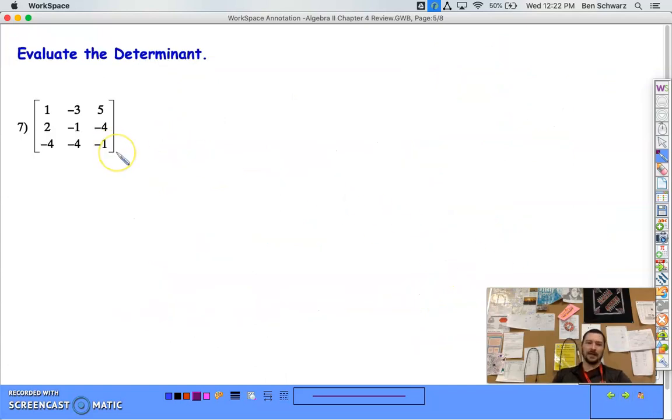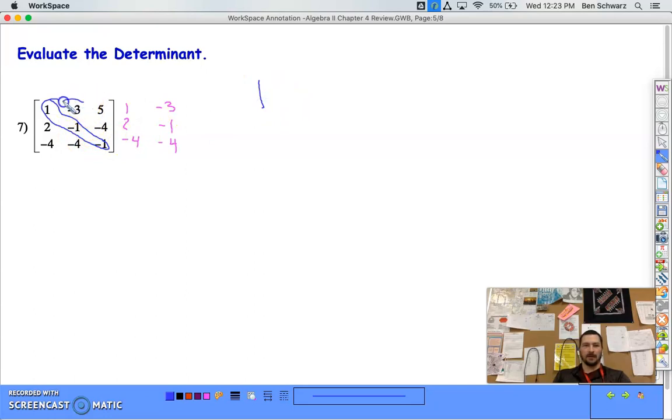All right, finding the determinant here. In a 3 by 3, when you find the determinant, what you're going to have to do is rewrite the first two columns over here. So 1, 2, -4, and then -3, -1, and -4. Okay, now we're going to multiply and add our diagonals at the same time. Hopefully I can circle these nicely so you get what I'm doing. So 1 times -1, which is -1, times -1 is 1.